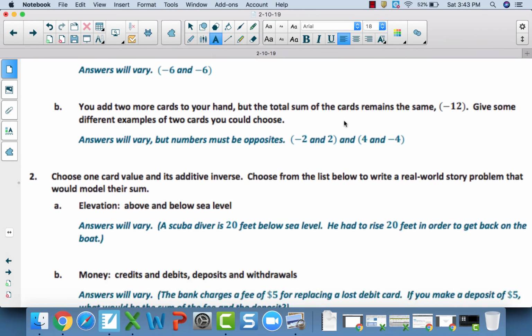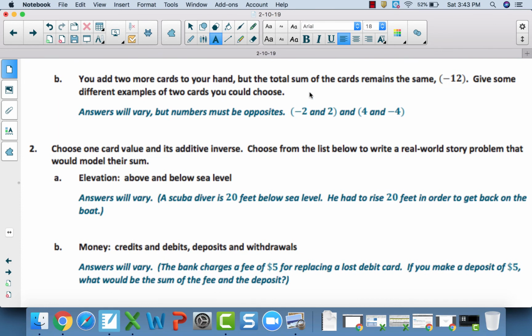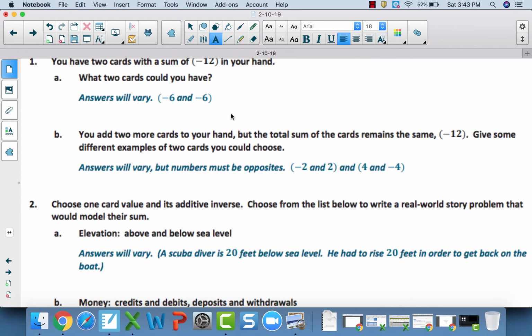All right, now if I add 2 more cards, but the total sum of the cards remains at -12, you added 2 opposites to your hand. So we're at -12, correct? So if you want to stay at -12, you need 2 cards that will essentially take you in one direction and then take you right back the same amount. So -2 and 2, 4 and -4, 5 and -5, 10 and -10, 3 and -3. Those opposites basically cancel out the distance you're moving. So you're right back at negative 12.